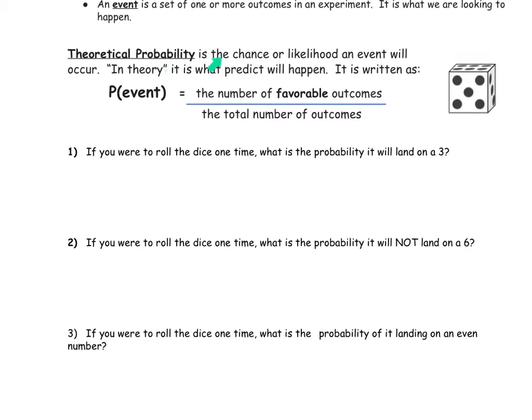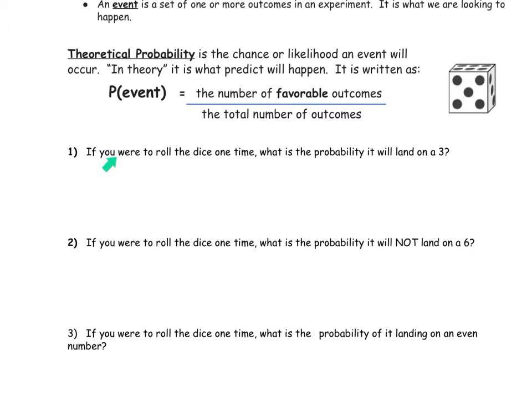Theoretical probability is the chance or likelihood an event will occur. In theory, it is what we predict will happen. And we write it in this special way: P for probability and whatever we're looking to happen, for instance, landing on a 2. So we would write the number of favorable outcomes, how many of whatever event is possible to land on, and then the total number of outcomes. So let's go ahead and try this.